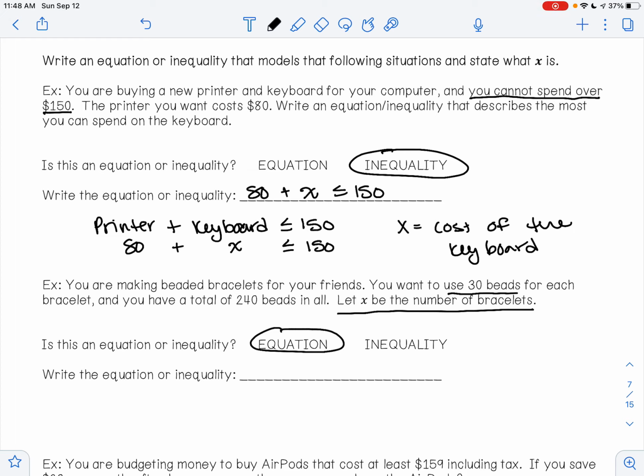So if I am going to use 30 beads per bracelet, and X is the number of bracelets, and I have 240 beads in all, this would be the equation that I could use to figure out how many bracelets I could make.